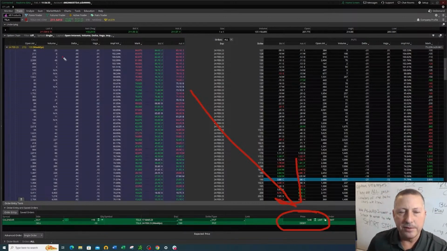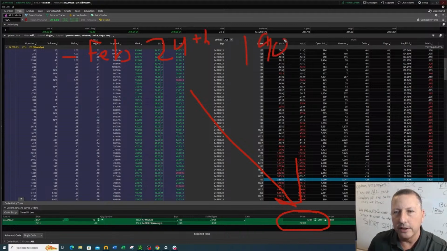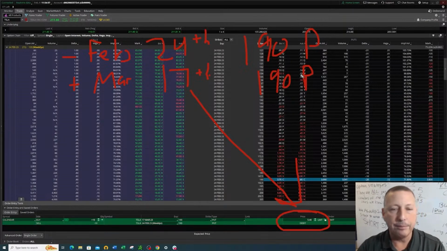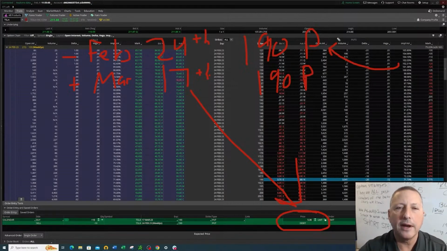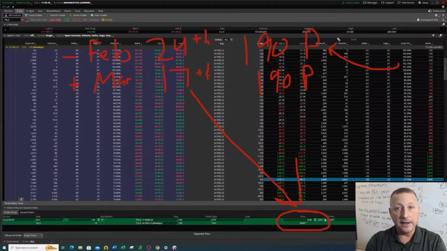So if I have this position on, okay, short, meaning I sold the Feb 24th, that's the expiration we're using here, 190 put, and buying the March 17th expiration, so 3 weeks later, 190 put, what I ideally want to happen is for the stock to move gradually towards 190 by the February expiration, which is the short option that we have. Because if you think of it, what happens?